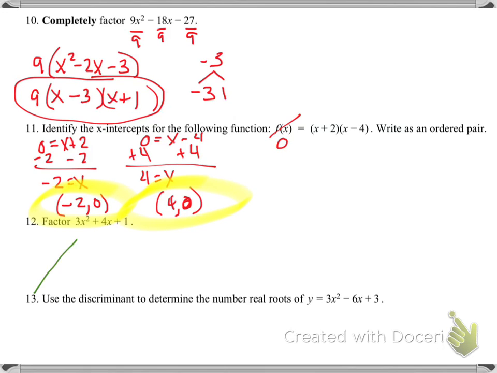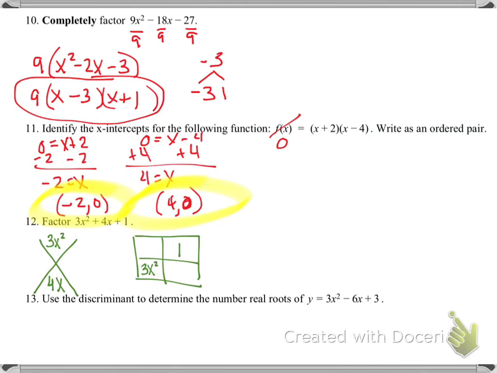Yay! All right, on this next one, I'm seeing that I have to do an x box because my a term is a 3. It's not a 1. So I need to put my negative 3x squared and my 1 in. And then at the top of my x, it's my a times my c. So that's 3x squared times 1, which is 3x squared. On the bottom, I have 4x.